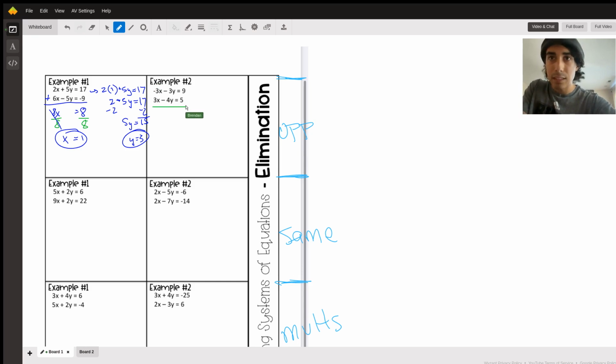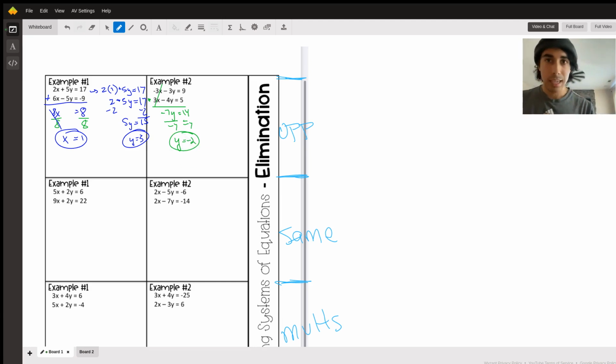If I'm adding these up, negative 3 plus 3, that will cancel. Negative 3y minus 4y is negative 7y, and 9 and 5 is 14. Then to solve for y, we'll divide both sides by negative 7, and you'll get y equals negative 2.